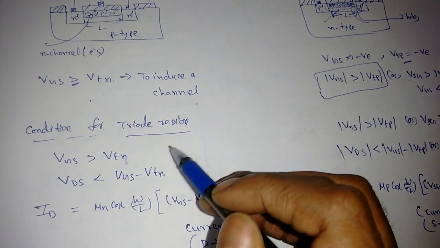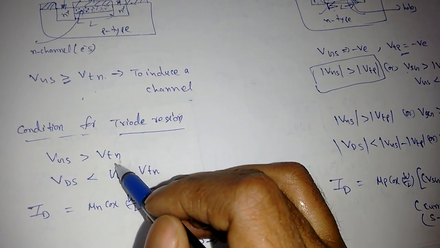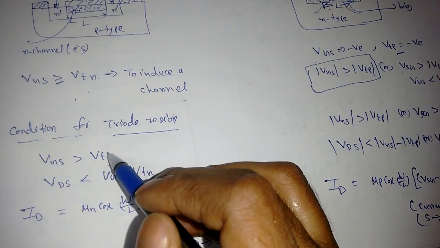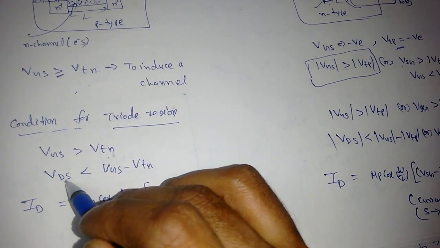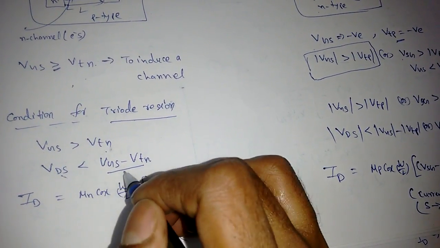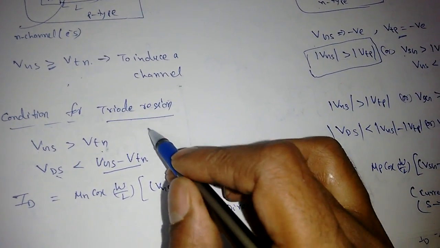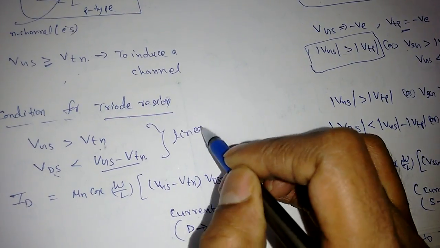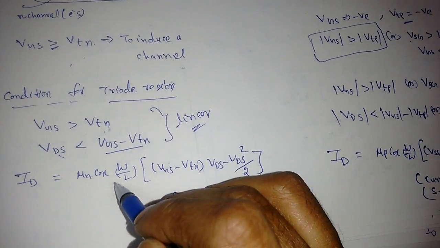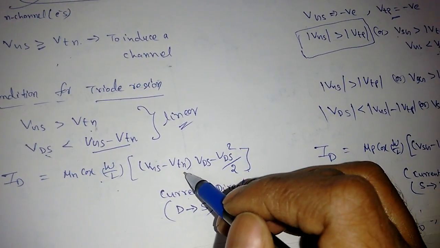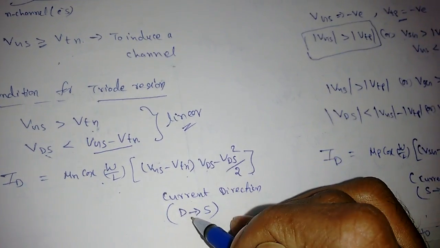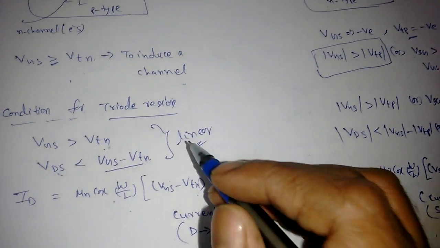Now the condition for the triode region is VGS greater than VTN, so we should apply more than the threshold voltage, and VDS should be very small, or we can say VDS is less than VGS minus VT. So this is the condition for the triode region, or we can say linear region. In the linear region, the current equation is mu_n Cox into W by L into VGS minus VTN into VDS minus VDS square by 2. So the current direction is from drain to source.